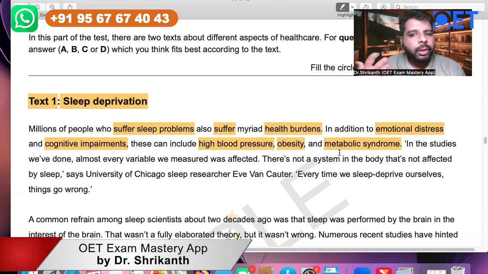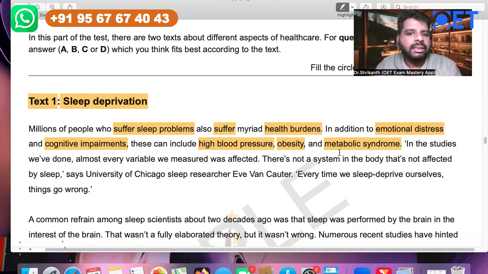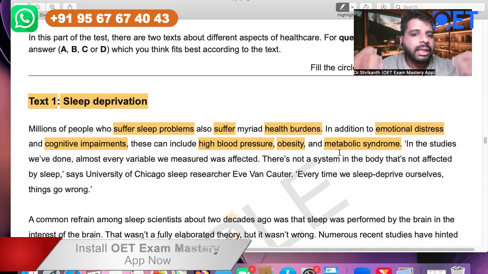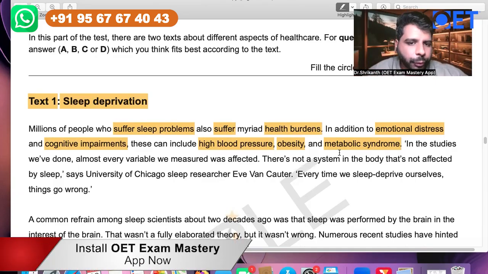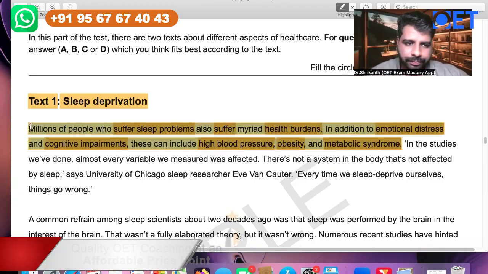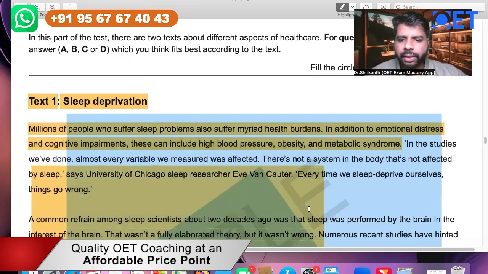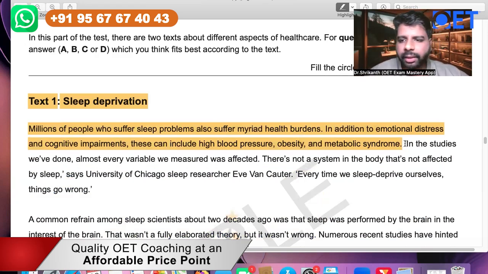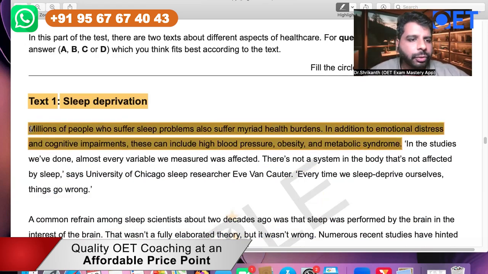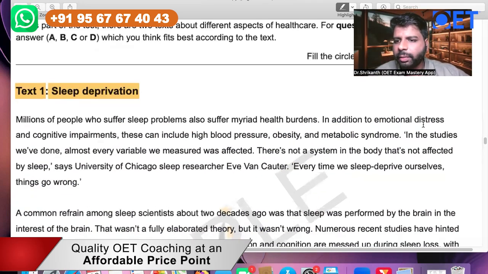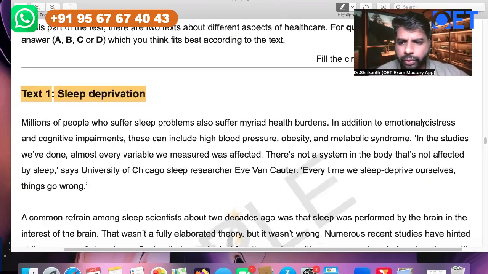So what is the opinion of the writer over here? From these first two sentences, we are able to understand that the writer believes that a sleep problem is a very, very dangerous issue. Right. It has very serious negative consequences on the human body. Now you see Yvonne Cotter's words are coming. Now see, what is your duty over here? Your duty is to find why the writer has used Yvonne Cotter's words. So let's see what he is saying by using Yvonne Cotter's words.